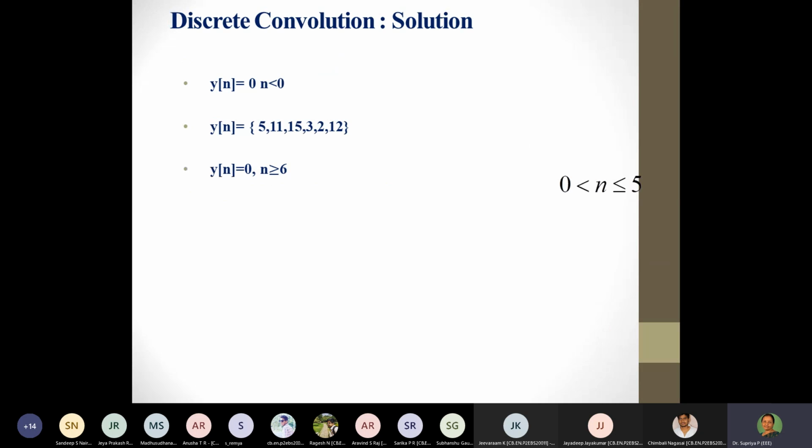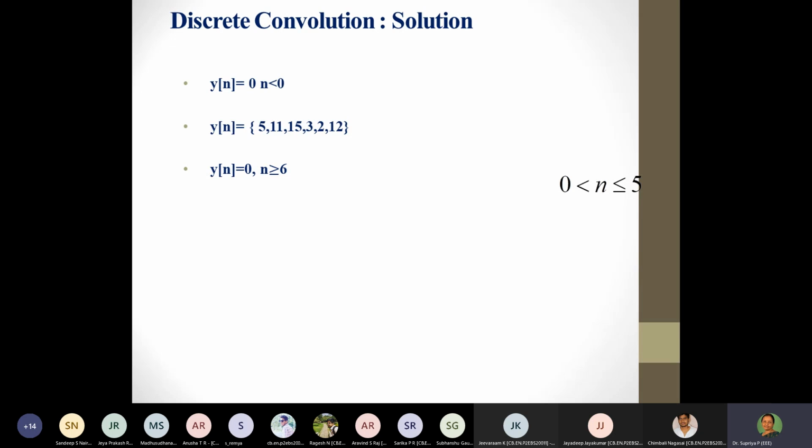So we have come to a solution whereby we could say that for n less than 0, that means from n equal to minus 1, minus 2, etc., y of n is 0. At n greater than or equal to 6 also y of n is 0, and the values of n between 0 and 5 are as shown in this particular case.